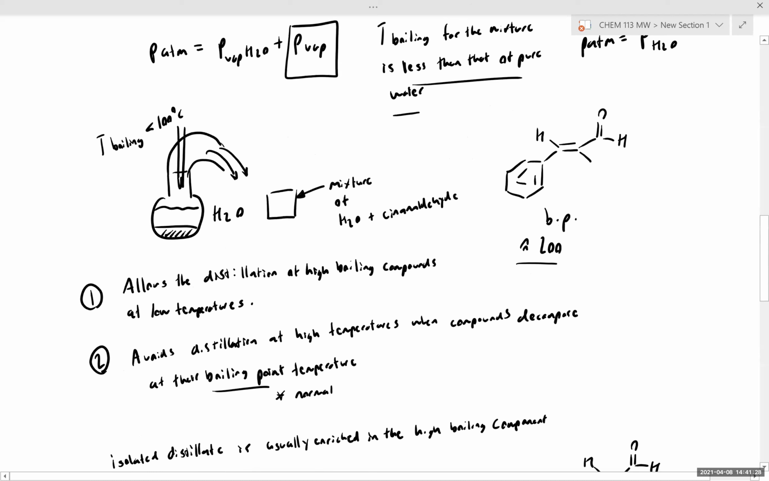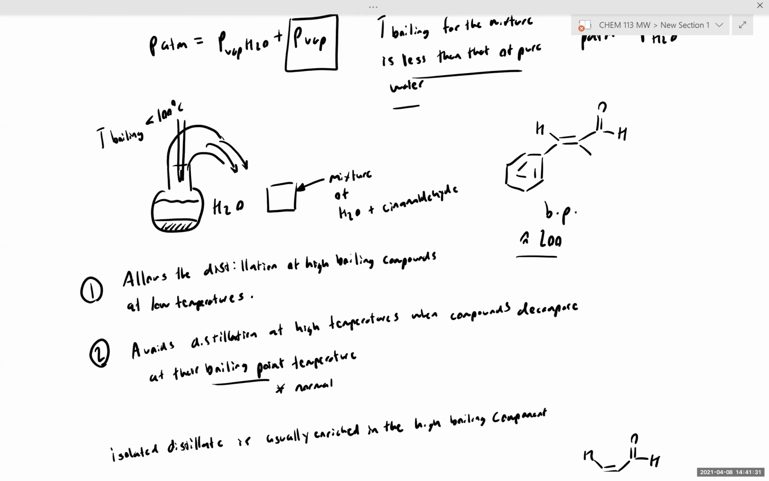So, steam distillation allows distillation of high boiling compounds at low temperatures, and it avoids distillation at higher temperatures where compounds can decompose at their normal boiling point. If you try to distill cinnamaldehyde directly by just taking cinnamon and heating it to 200 degrees Celsius, you would notice decomposition of your cinnamaldehyde. So steam distillation is incredibly useful to isolate natural products that decompose at their boiling point.